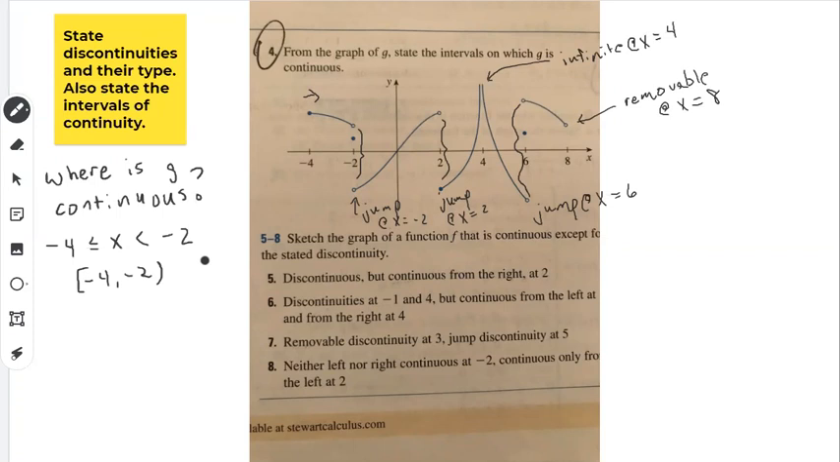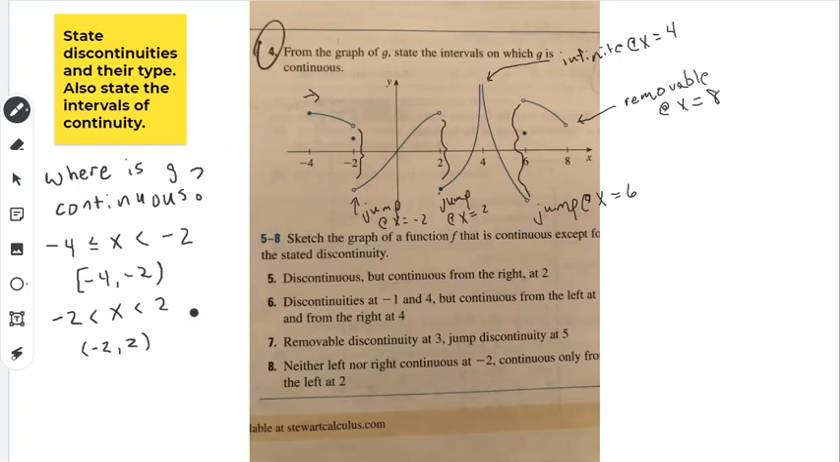What is the next interval of continuity? It would be between -2 and +2, right? This whole stretch right here. So x could also be between -2 and +2. So we're going to write it like this. We're going to say -2 less than x less than +2. Another way you can write this is the interval from -2 to +2. The function is obviously continuous on that interval.